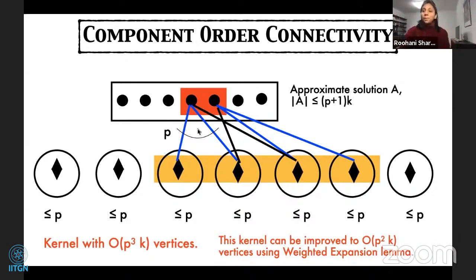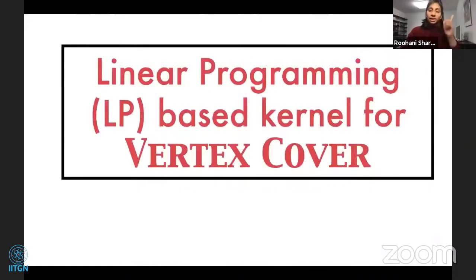And because of this, one can shave off one of the P factors in the kernel size and actually get a better kernel. I'm not going into the proof of it, but just wanted to mention that one can improve kernels by using variants of the expansion lemma, and one of the variants is the weighted variant of the expansion lemma. So this is all that I wanted to say about the expansion lemma, and let's now move to the linear programming based kernels.